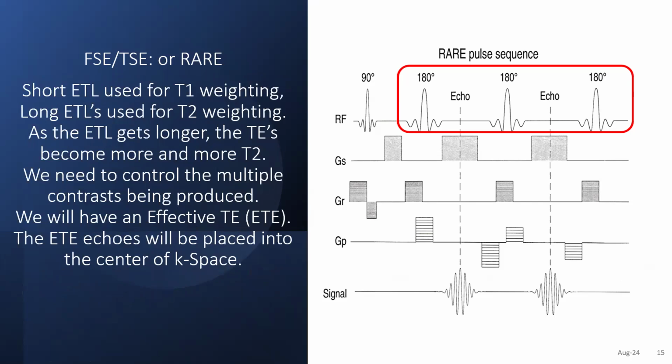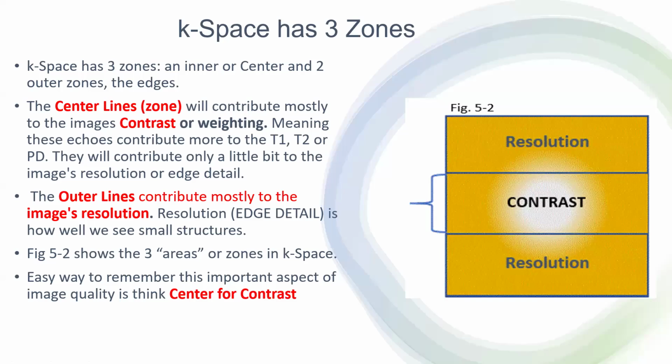So one of the things that we have to manage with fast spin echo is the multiple echoes coming in. It's still fast spin echo, so your scan time is still short. You've got an echo train, but you're going to tell the scanner what your TE is. The TE in fast spin echo is also called the effective TE, and that's telling the scanner which one of those multiple echoes you want in the center of K-space.